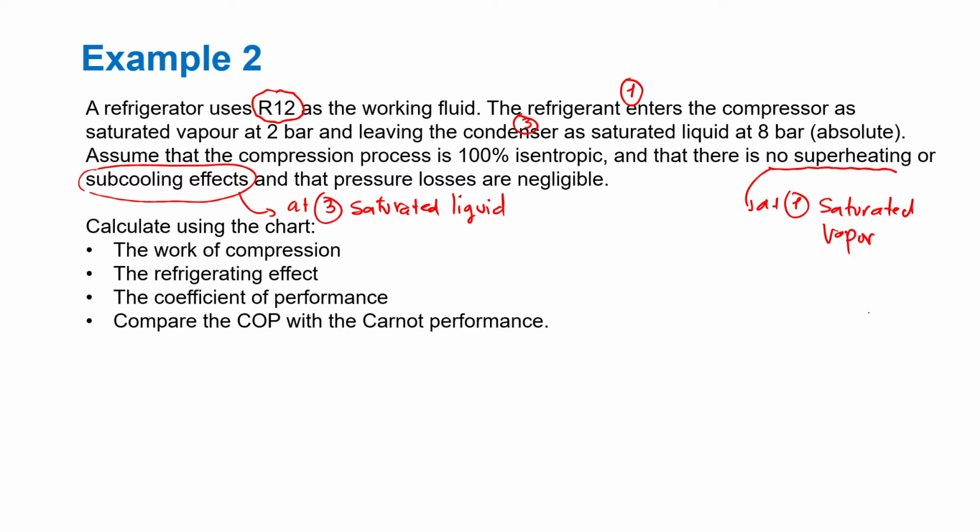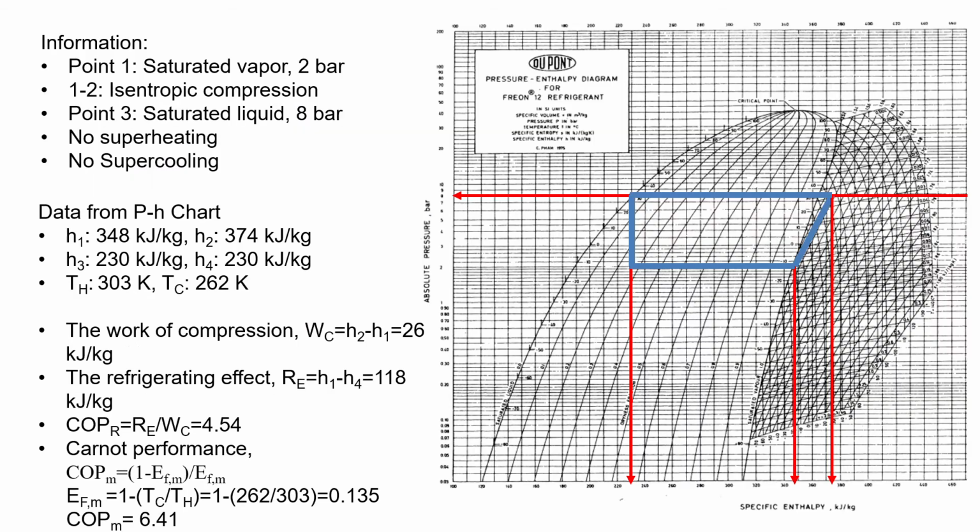Using the chart, find out the work of the compression, W, and the refrigeration effect, RE. This is our refrigeration effect. Then find the COP, and compare the COP with the Carnot performance, which is the COP max. The most important thing is to be able to translate the given information to the chart.